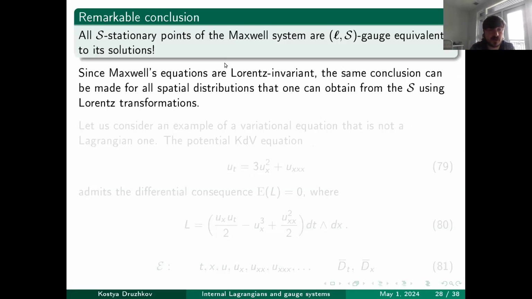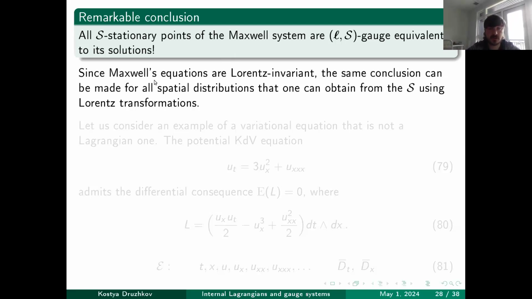So we can make the following remarkable conclusion. All the stationary points of the Maxwell system are LS gauge equivalent to its solutions. Let me recall again that everything happens intrinsically here. We have no jets, actually. Jets play the following role. We use Lagrangians on jets, right? But we rewrite them intrinsically. So everything is written in terms of the intrinsic geometry now. We need not consider some embeddings to jets and so on. That is why the whole story about ambiguous prolongation of internal Lagrangians to jets is not important.